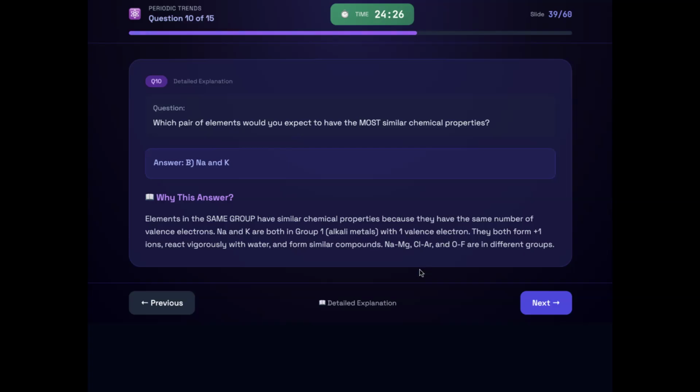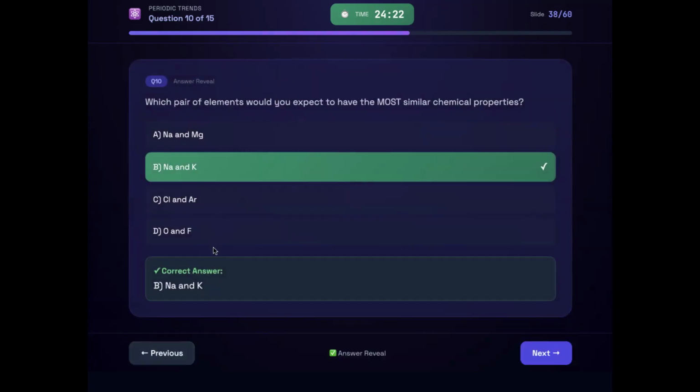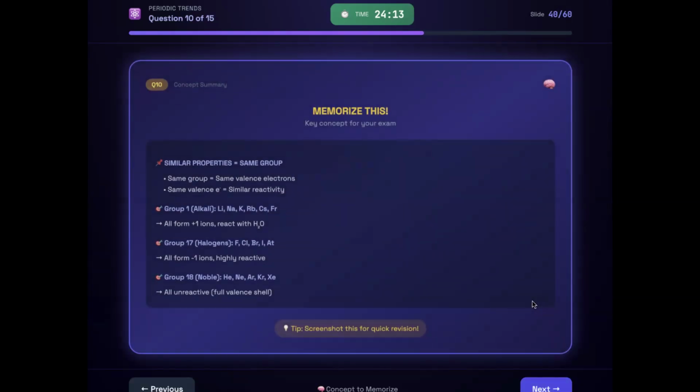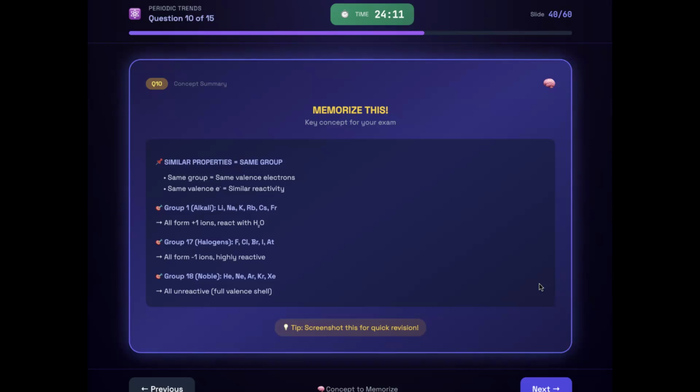They react vigorously with water and form similar compounds, like ionic compounds. Sodium and magnesium are in different groups. Chlorine and argon are in different groups. Oxygen and fluorine are in different groups. They can never have the same chemical properties. Only elements with the same valence electrons have the same chemical properties. So memorize this: similar properties equal same group, same group equals same valence electrons, same valence electrons equal similar reactivity.